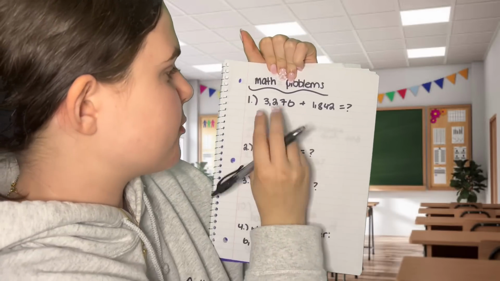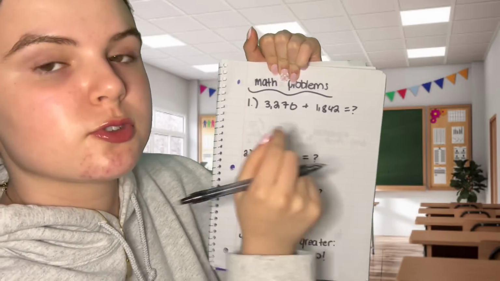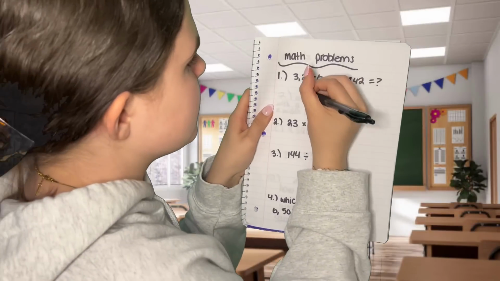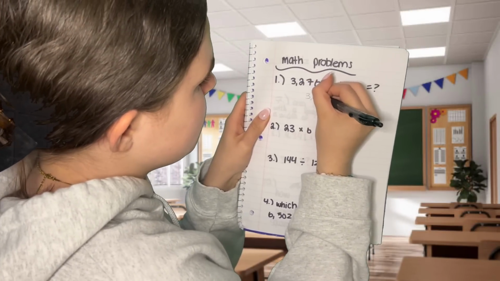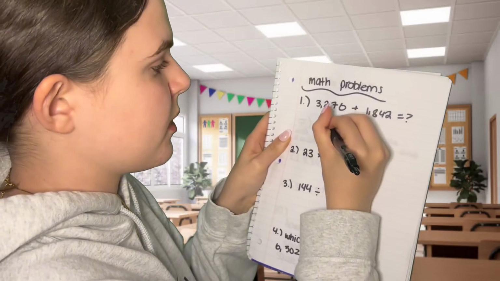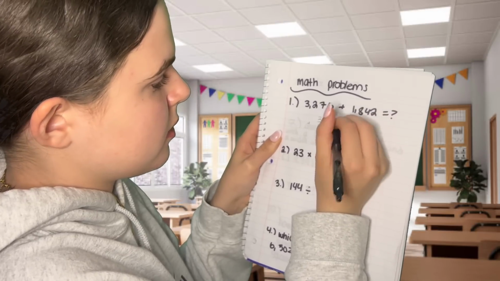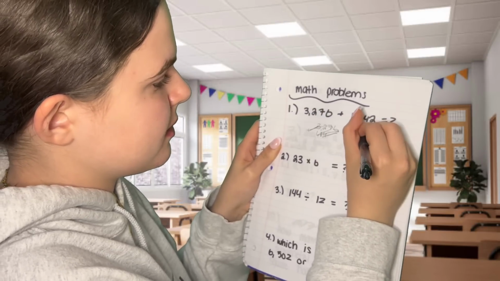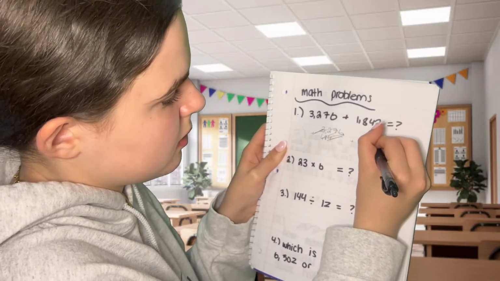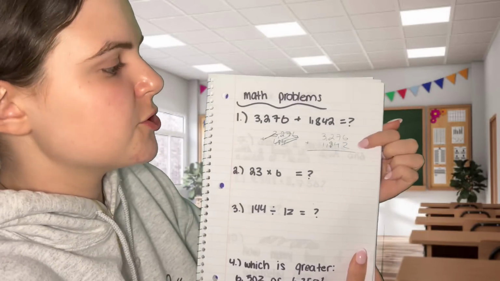So first, we have 3,276 plus 1,842. So how would you set up a problem like this? So what I would do is I would write it out, plus, and then, right. I wrote it wrong, sorry. Don't do what I just did, I didn't line them up right. We all make mistakes.